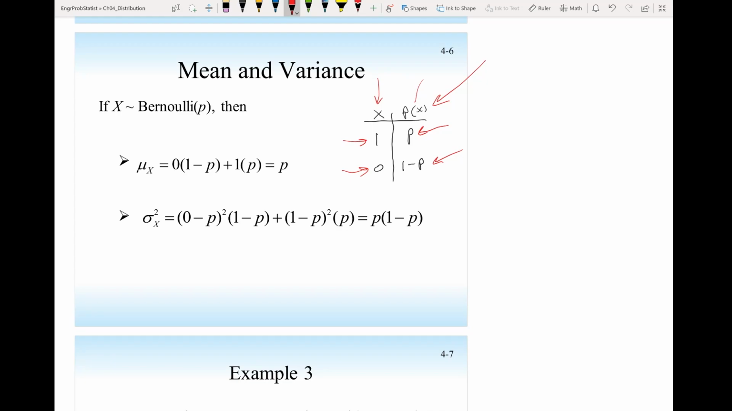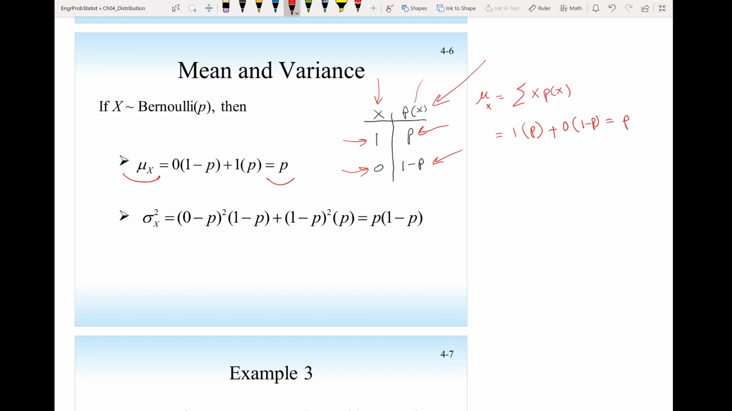So now if I want to find the mean of the random variable x, we use this equation. The mean is x times the probability of x for all possible values of x. In this case, x has two possible values, 1, and the probability of 1 is p, plus 0, and the probability of 0 is 1 minus p. So this is just p. So the mean of a random variable with Bernoulli distribution is p.